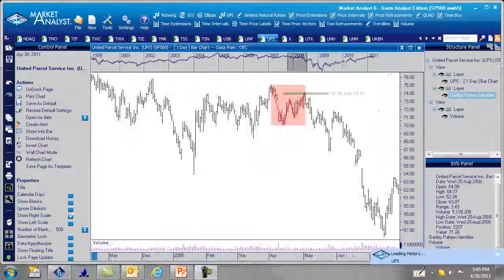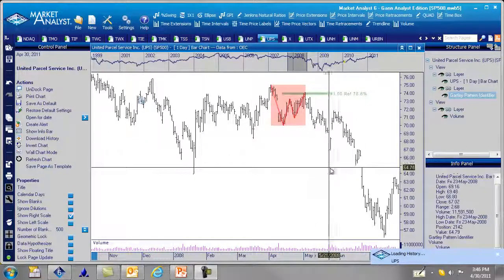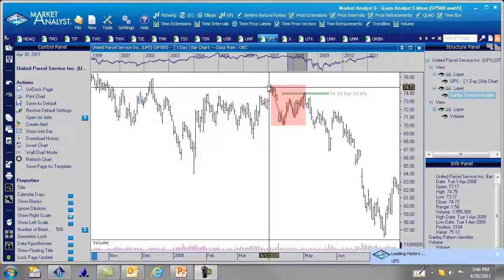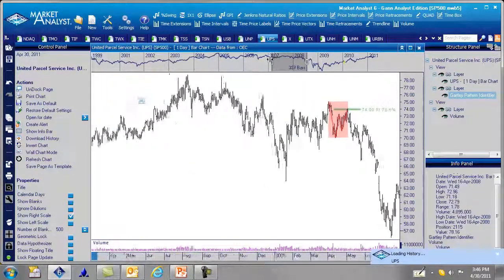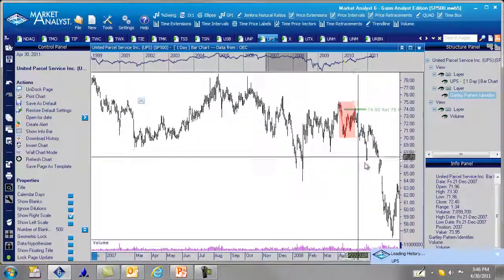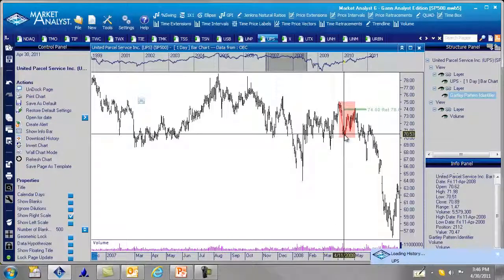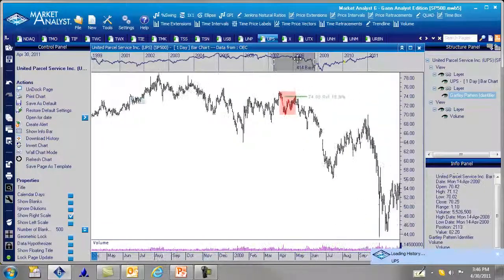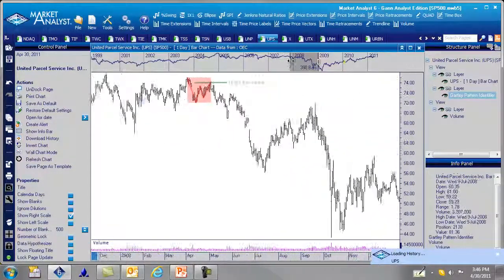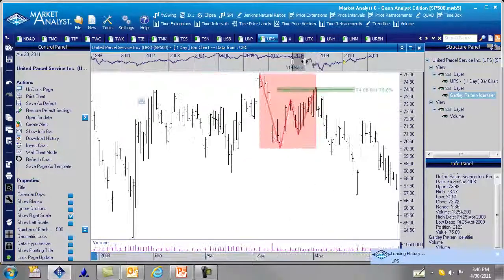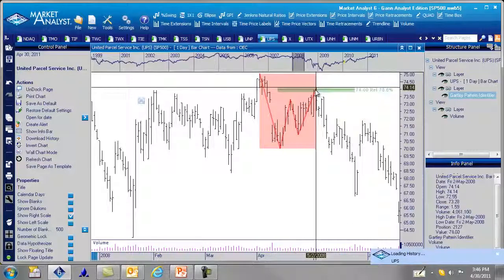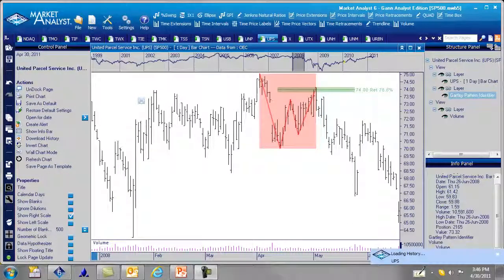Here's another one on UPS. This would be a trend continuation Gartley, based on the fact that the trend is down. So trend moved down with the trend here. Counter trend 786 comes down again. Trend, counter trend. Just not much risk on that trade. Well, let's look for another one.